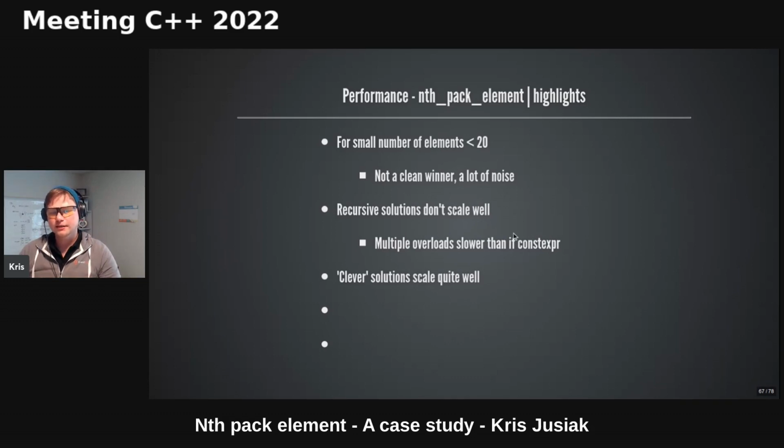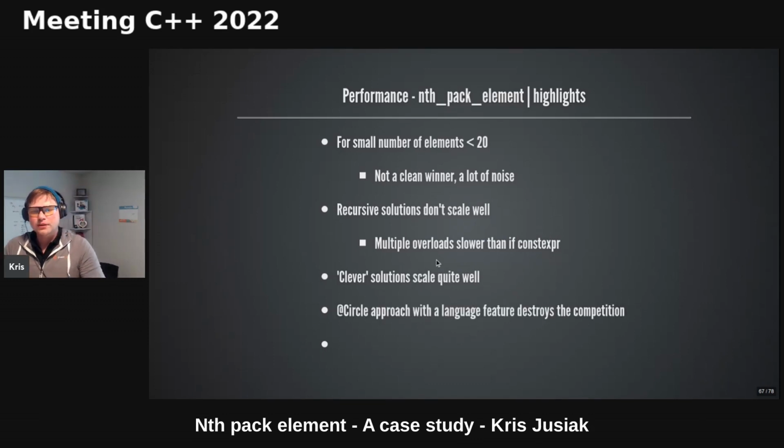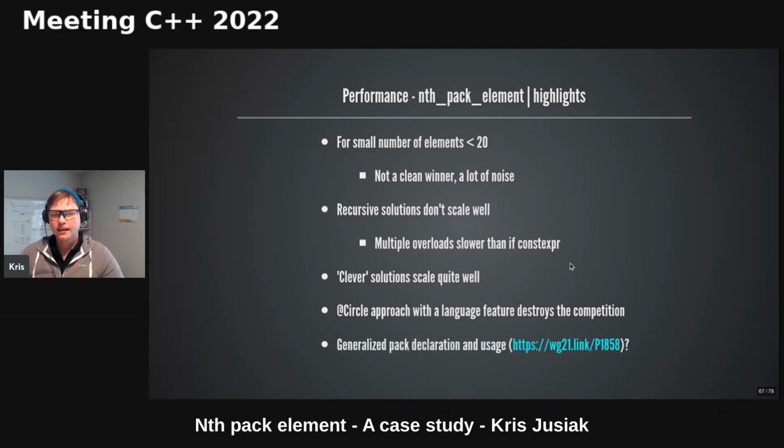So if you get fancy, we're good. The Circle approach, as a language feature approach, is something which just destroys the competition. It's flat, no matter how many elements we have. It's much faster on its own. Basically, this talk doesn't make sense if you just have Circle. And if you have Circle, we may get it actually by P1858. So fingers crossed for that one.